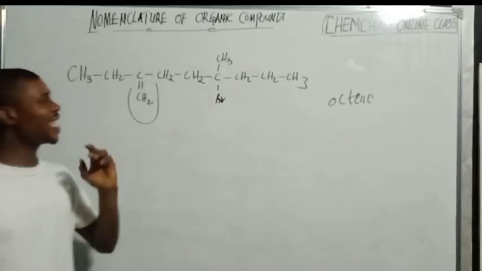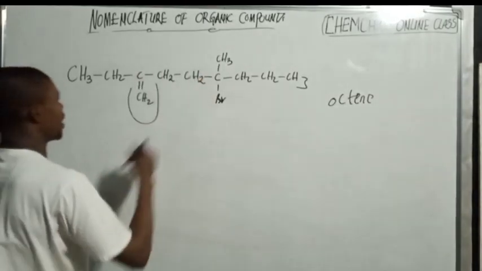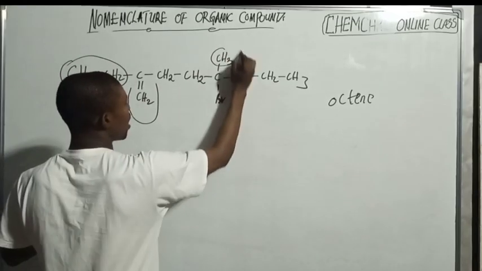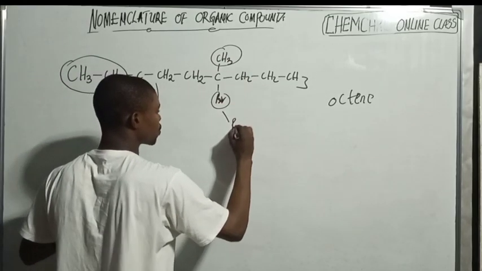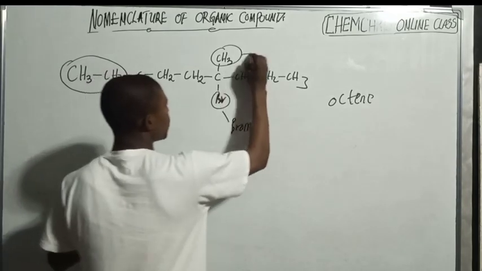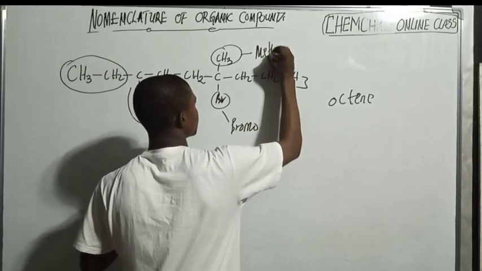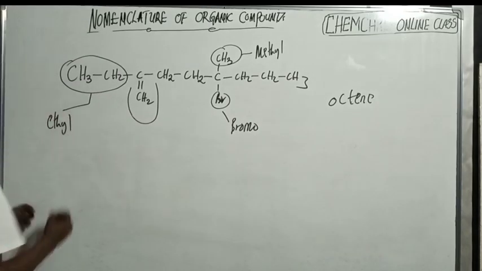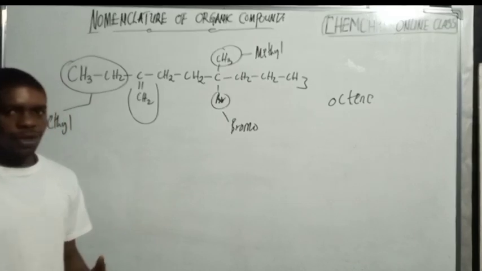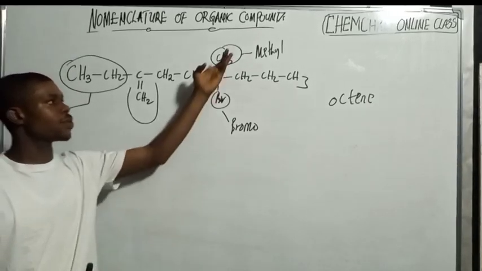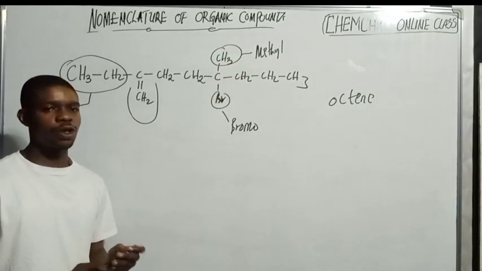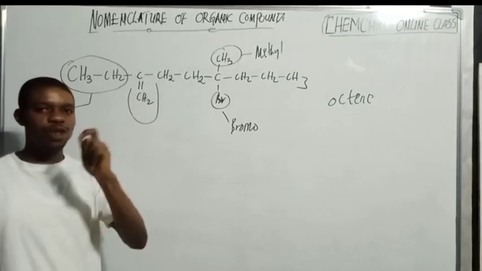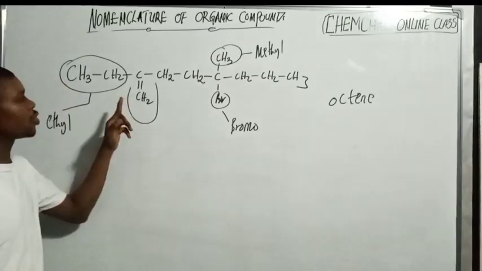Now, from here to here, I have three substituents. Here we have ethyl, methyl, and what? Bromine. Here we have bromine. Here we have methyl. Here we have ethyl. Can you see that? So irrespective of the substituents, no matter what, the carbon atom that carries the double bond must have the lowest possible number. So your numbering will start from here.